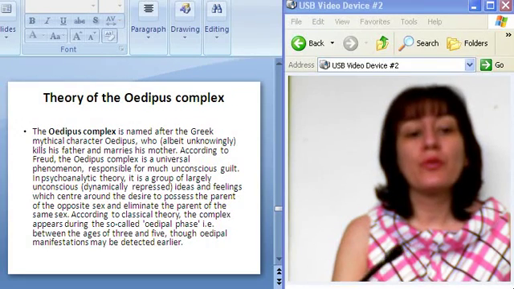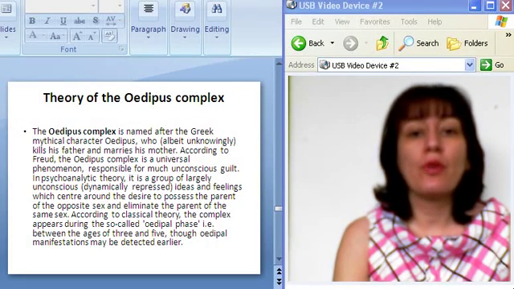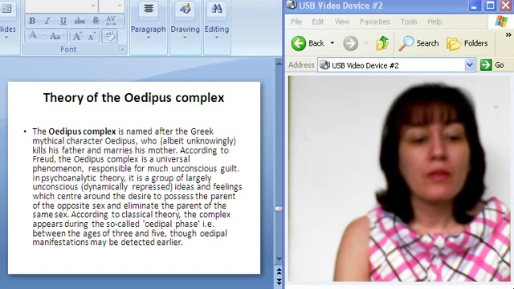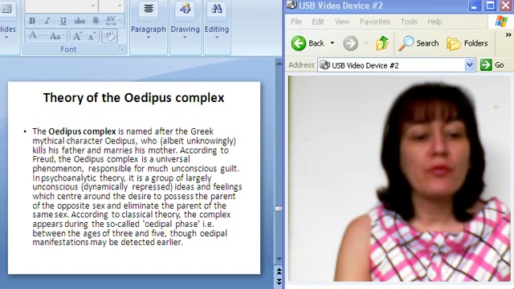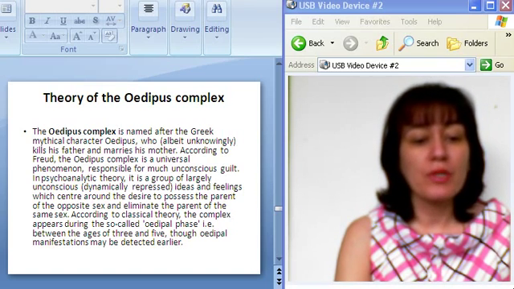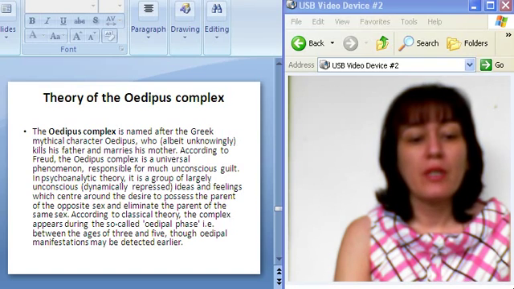Let's go on with post-reading work of the story The Rocking Horse Winner, Theory of Oedipus Complex. The Oedipus complex is named after the Greek mythical character Oedipus, who, albeit unknowingly, kills his father and marries his mother. According to Freud, the Oedipus complex is a universal phenomenon responsible for much unconscious guilt.